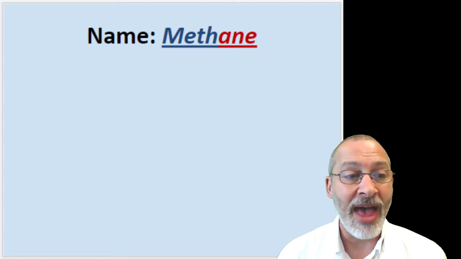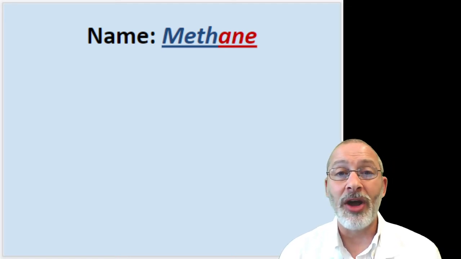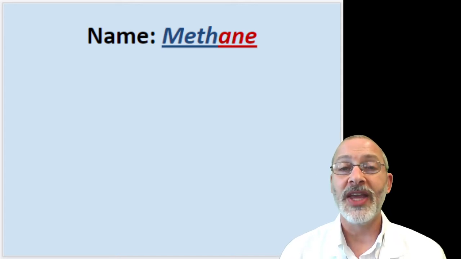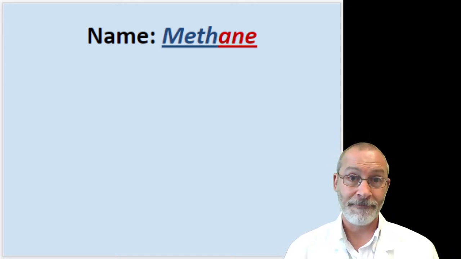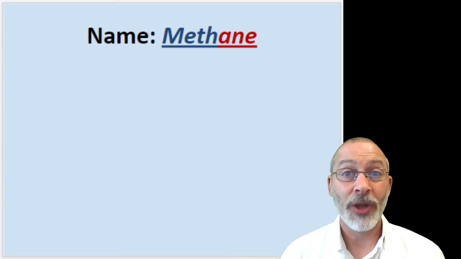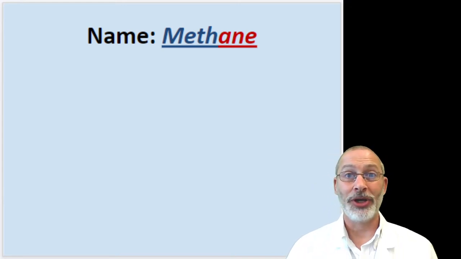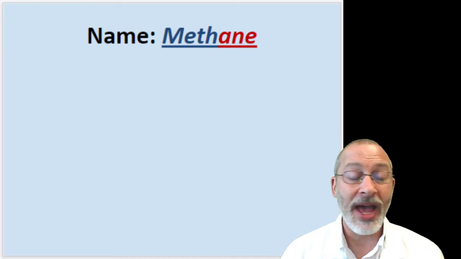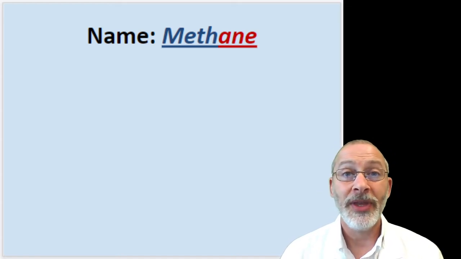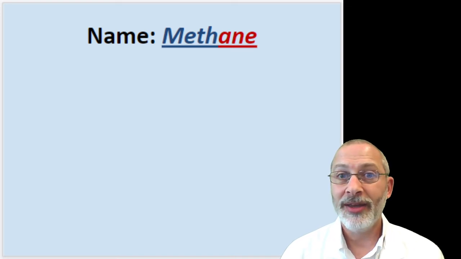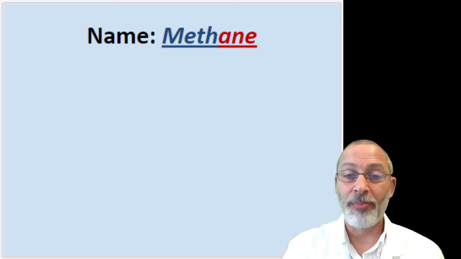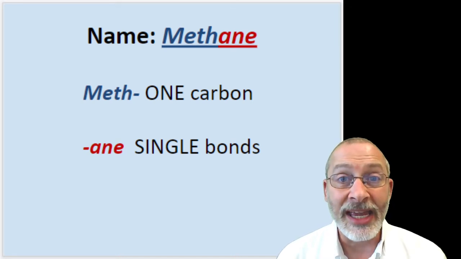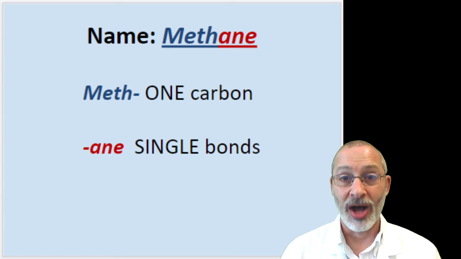methane. Methane. Everybody all together, and feel free to look at your notes. Tell me what the prefix meth means. One carbon. Very good. And the suffix ane, what does that refer to? Ane. Everybody? Single bond. Very good. So meth is one carbon, ane, all single bonds.